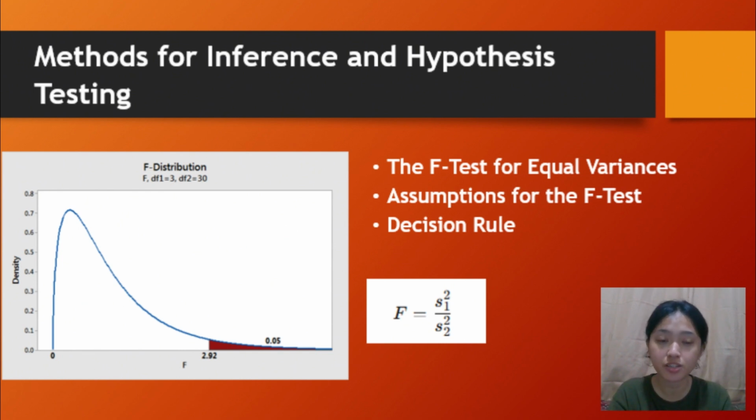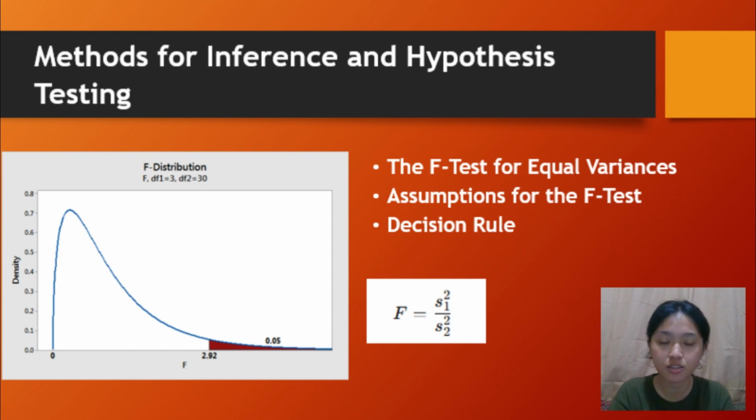Hypothesis testing for variance comparison. The F-test for equal variances. One common method for testing if two populations have equal variances is the F-test. This test compares the ratio of two sample variances, and the statistic is calculated as F equals S sub 1 squared over S sub 2 squared, where S sub 1 squared and S sub 2 squared are the sample variances from each population.